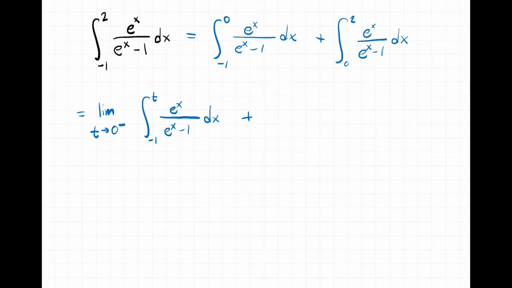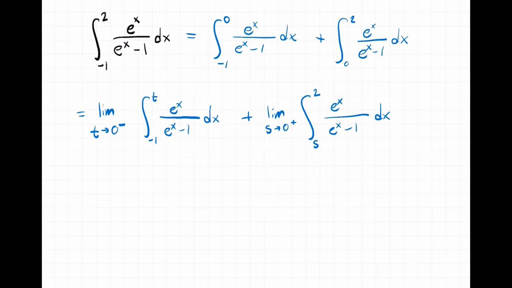Plus, we're going to have our new integral here. Let's pick a different variable for this. Maybe I'll call it s. So this is the integral from s, the letter s, to 2 of e to the x over e to the x minus 1 dx. And we'll take the limit as s approaches 0 from above this time. So we'll need to solve both of these integrals and then compute both limits of these integrals.